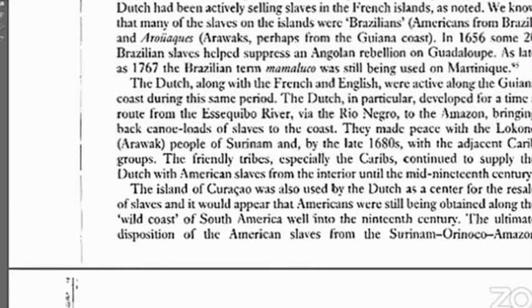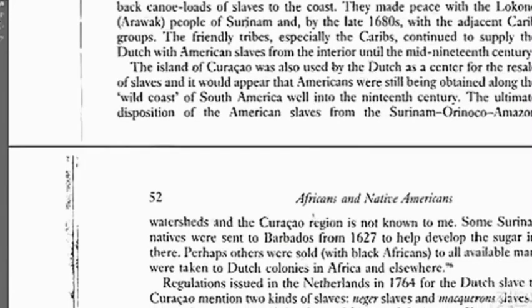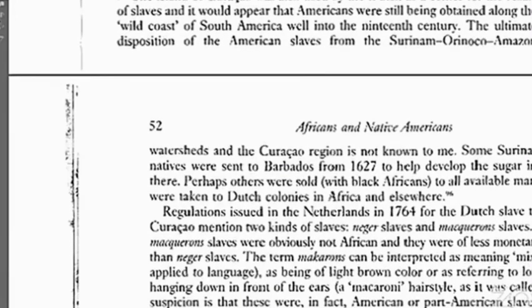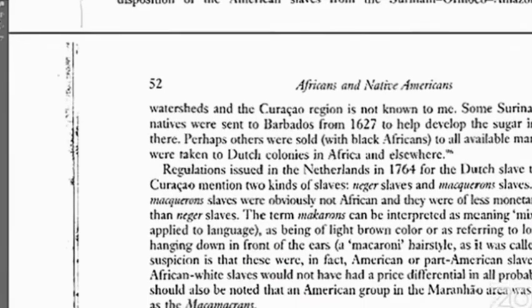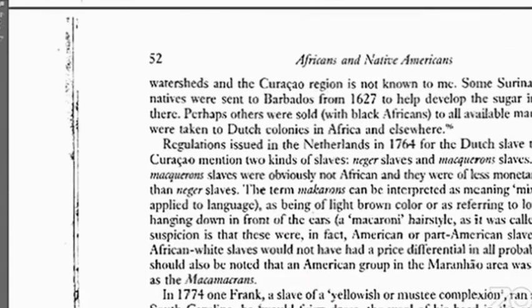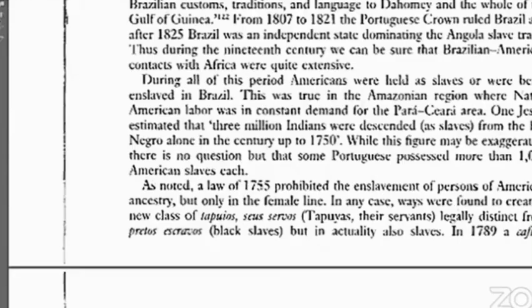All right. The American slaves from the Suriname, Orinoco, Amazon watersheds, and the Curaçao region is not known to me. Some Suriname area natives were sent to Barbados from 1627 to help develop the sugar industry there. Perhaps others were sold with black Africans to all available markets, or were taken to Dutch colonies in Africa and elsewhere. Again, taken to Dutch colonies in Africa and elsewhere. Do you know the Dutch colonies in Africa, what those countries are? Yes. All right. So a lot of Americans were taken to those countries.